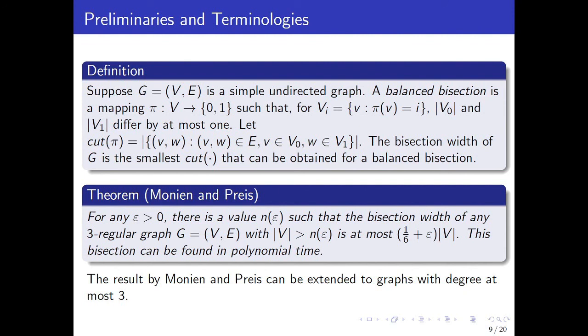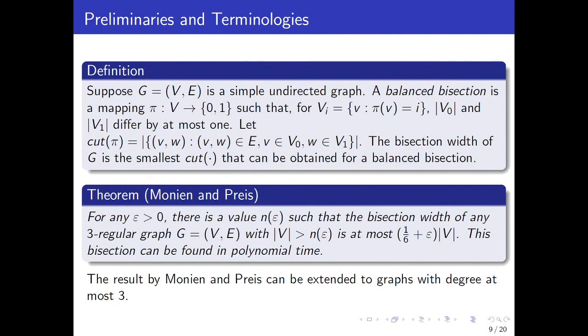Now we let the cut of this mapping be denoted as the size of the set of edges such that one end of the edge lies in V0 and the other end of the edge lies in V1. The bisection width of G is the smallest cut that can be obtained for a balanced bisection.